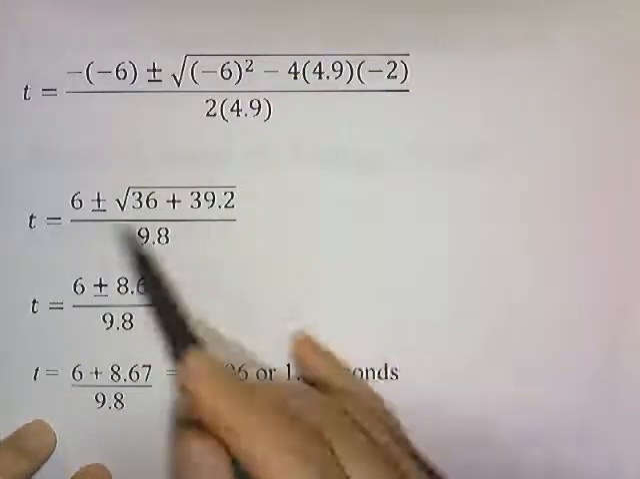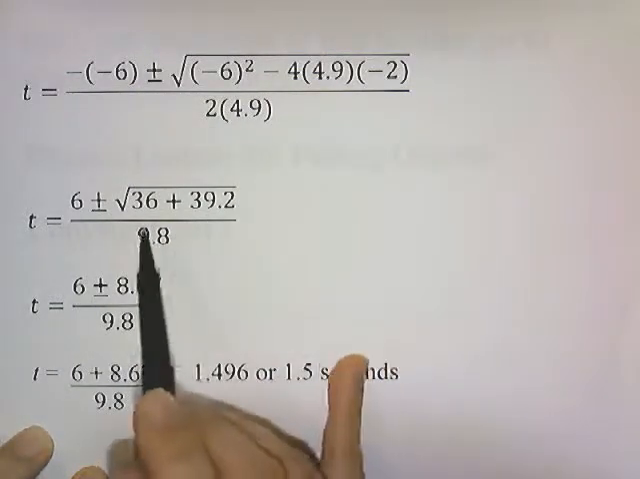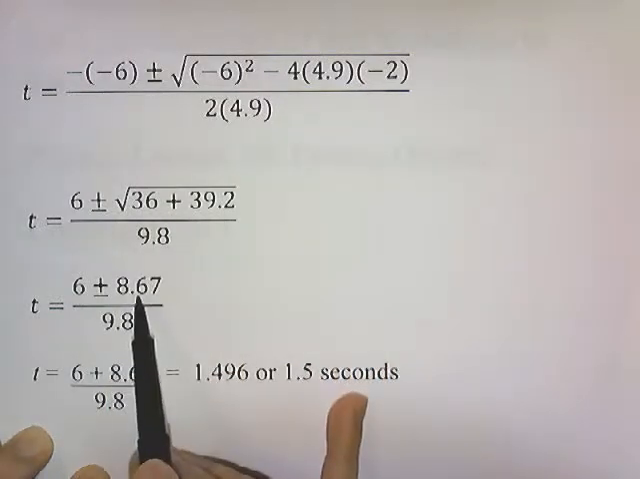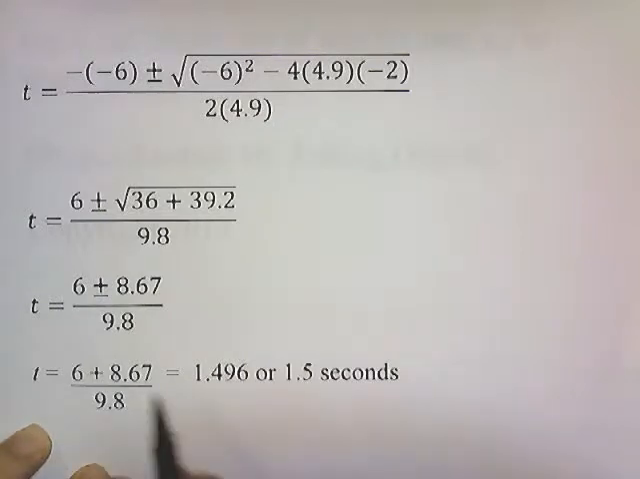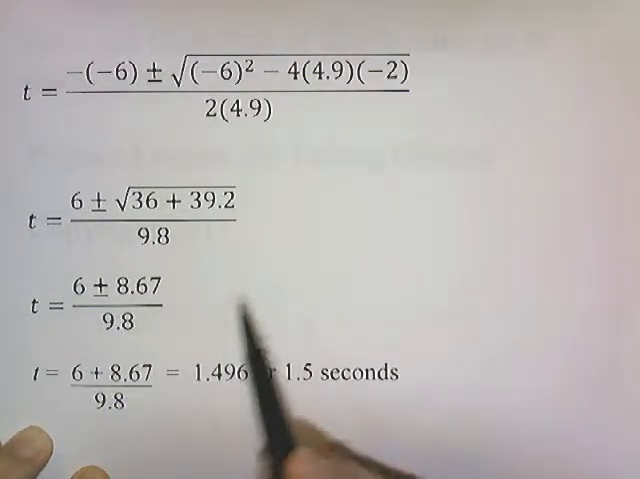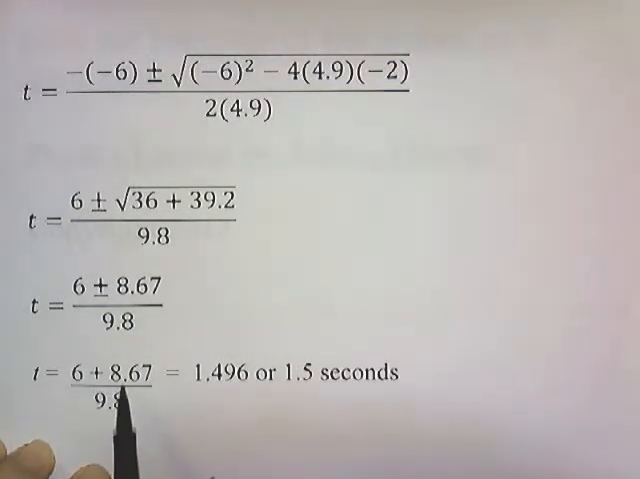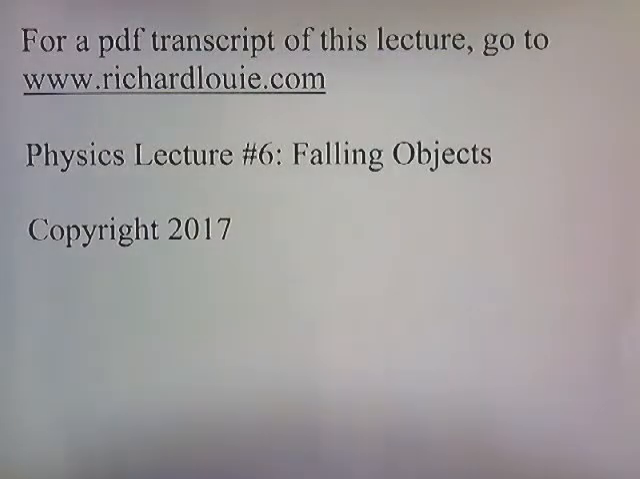All right, so simplify all this. 6 squared is 36. This mess right here becomes 39.2. You work this out, you get 8.67. It's going to be 6 plus 8.67, because 6 minus 8.67 will give us a negative number, which wouldn't make sense for time. Then if you solve for time, you get the same answer, 1.496 or 1.5 seconds. So either way, you can use two formulas or you can just use the quadratic equation and solve for it.